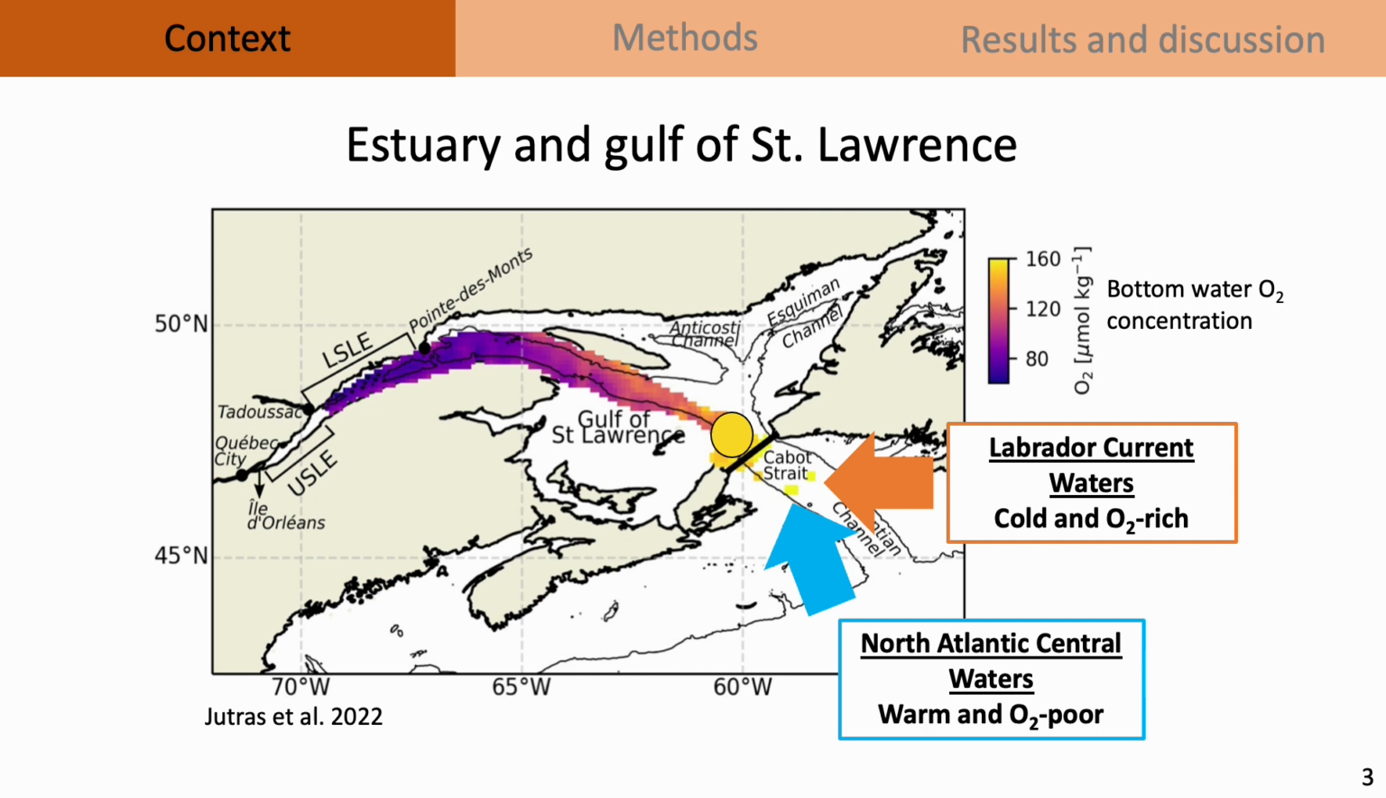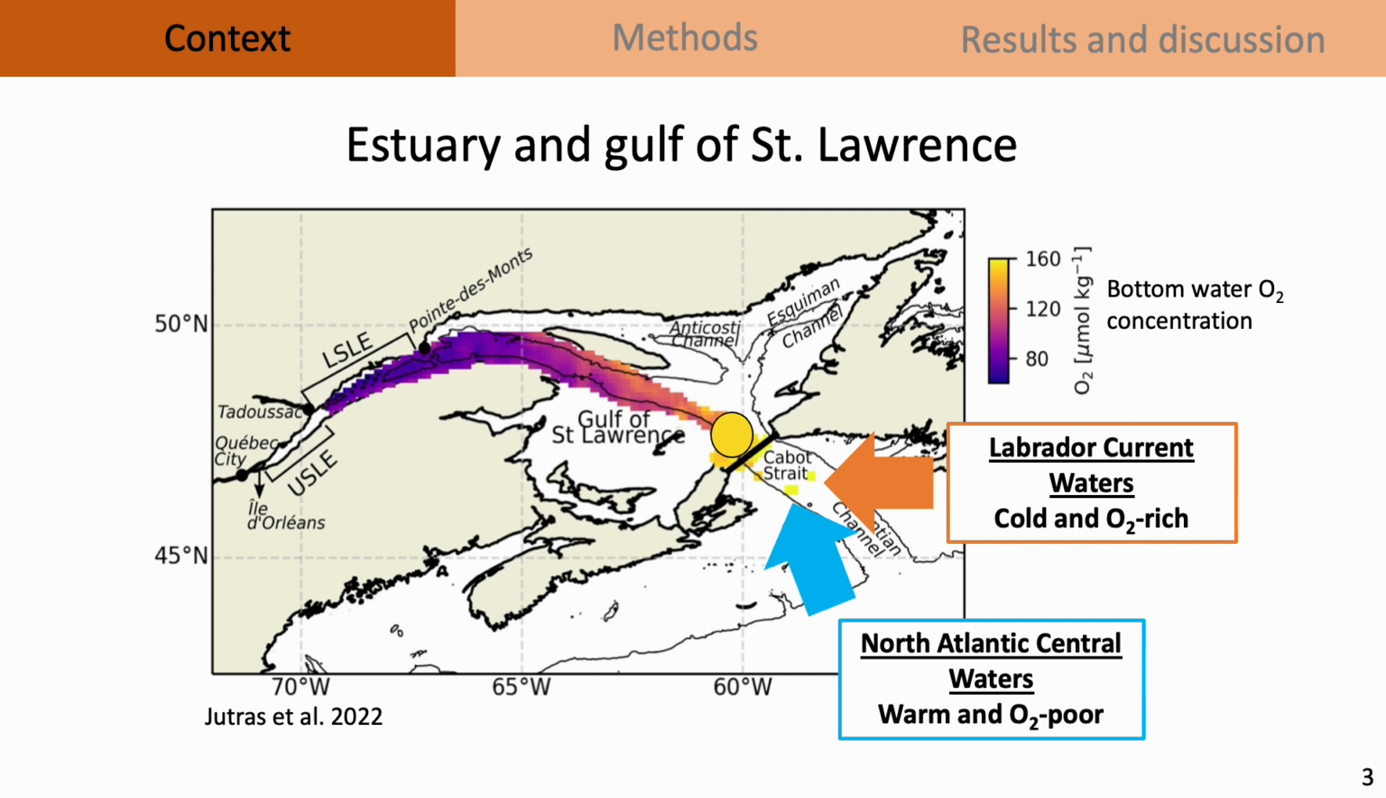The deep water of the St. Lawrence Estuary is the result of the mixing between cold and oxygen-rich water from the Labrador Current and warm and oxygen-poor water from the Gulf Stream. This water dives at the bottom of the Laurentian Channel and starts a 3 to 7 years journey toward the end of the channel, completely isolated from the surface.